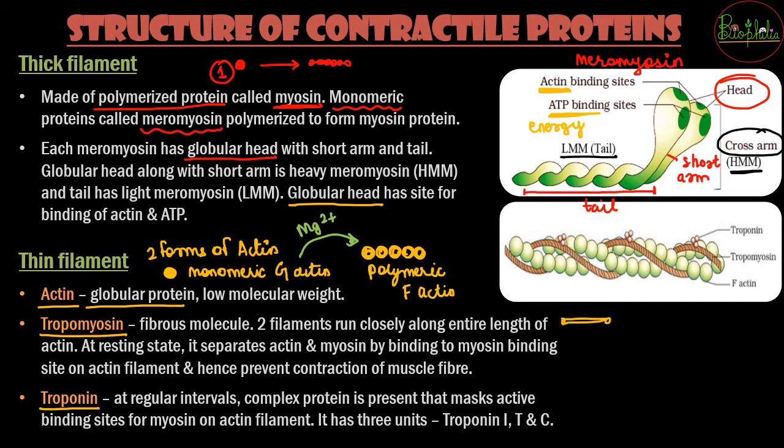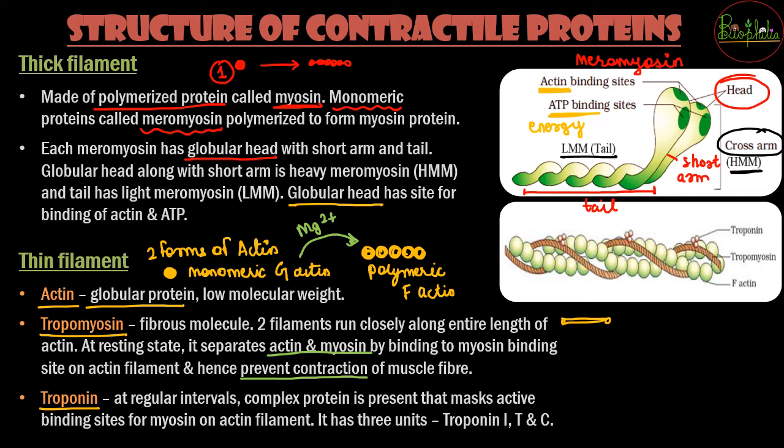It is a fibrous molecule running close along the two fibers, and in the resting state it is going to separate. What is its function? To separate actin and myosin, so that when actin and myosin do not come together, there will be no cross bridge formation, and if there is no cross bridge formation, then it is going to prevent contraction of the muscle fibers. So when you don't want contraction, when you don't want to move your hand, you are relaxing, you are sleeping, at that time tropomyosin will take care that actin and myosin do not come to each other.